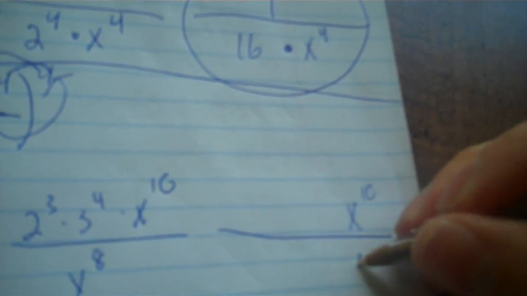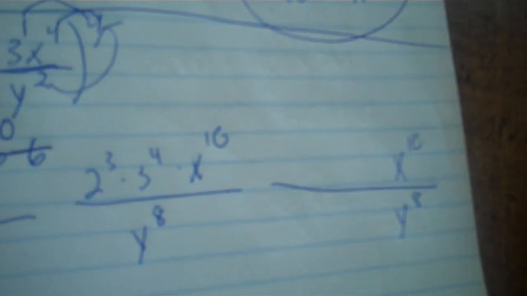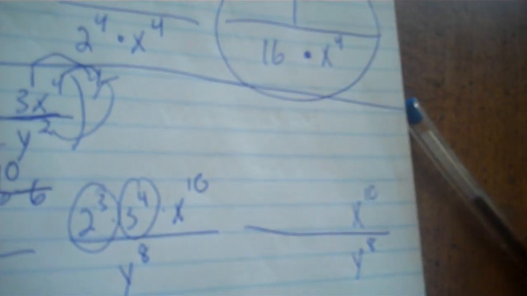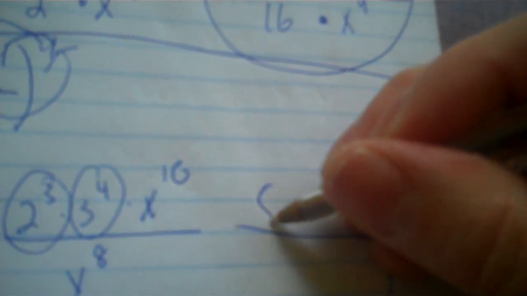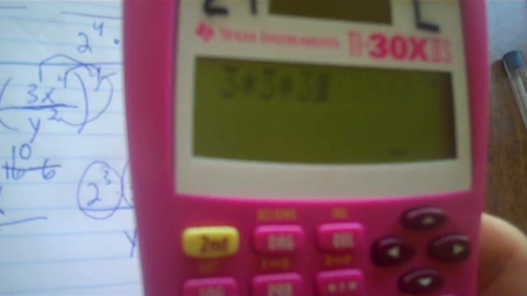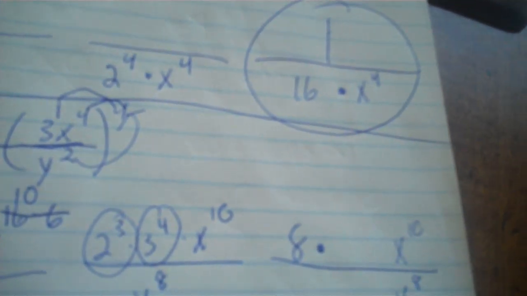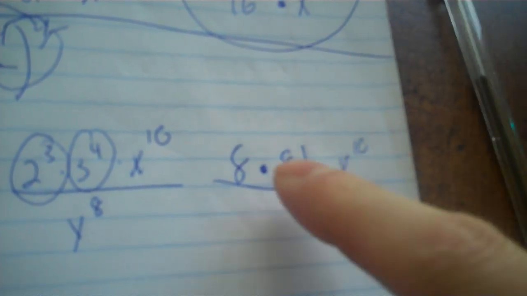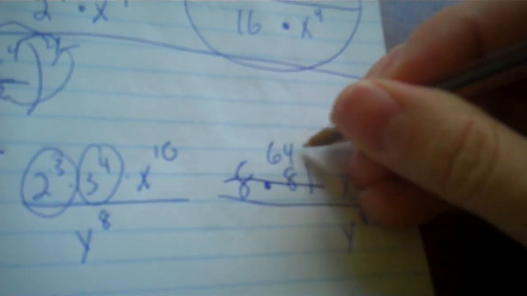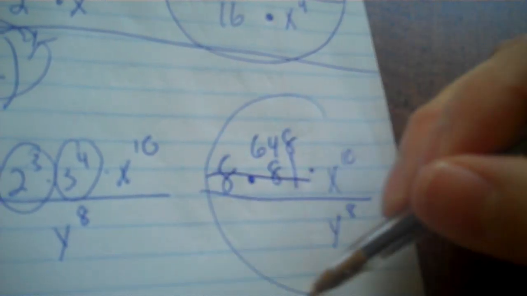Now the x to the 10th and the y to the 8th stay like they are, top, bottom. But these two we can simplify. Because 2 to the 3rd, we can take 2 times 2 times 2, that's 8. And 3 to the 4th, we can take 3 times 3 times 3 times 3, that's 81. Okay, and then we got to times the 8 and the 81. So 8 times 81 is 648. So just cross it out, and this is the answer. 648 times x to the 10th over y to the 8th.